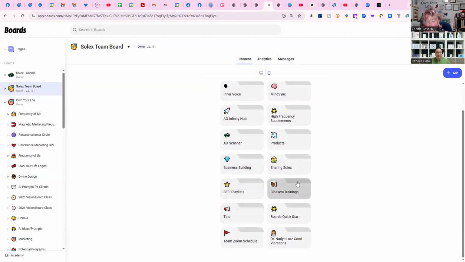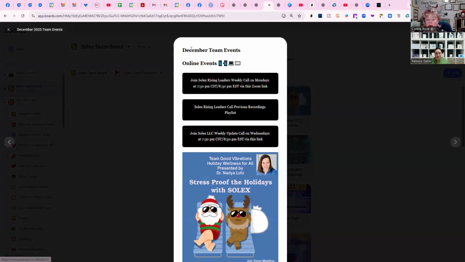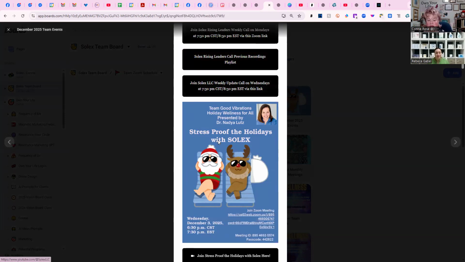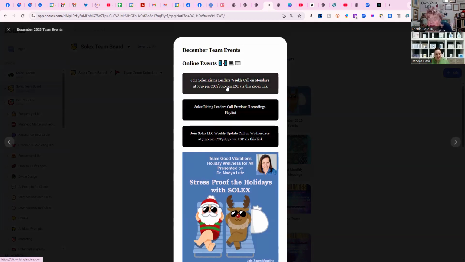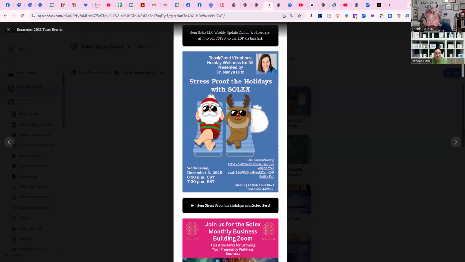One of the great things we have for our team is our Zooms. We do monthly Zooms. And if you go to Solex Team Calendar, you have access to our team training. Every month it'll be under Solex Team Calendar, and it has links to all the trainings that we have. Every month it'll be changed, but there's just one website because I'll just keep changing it. We have our Rising Leaders call on Monday nights. Here's the playlist. It'll take you to all the recordings. Wednesday night, Solex does our update calls.